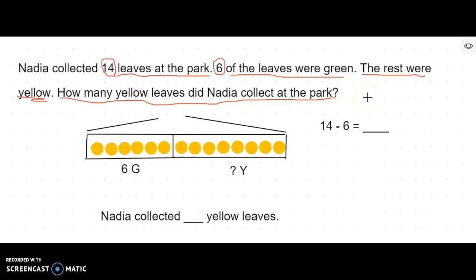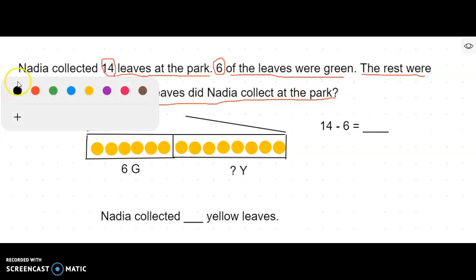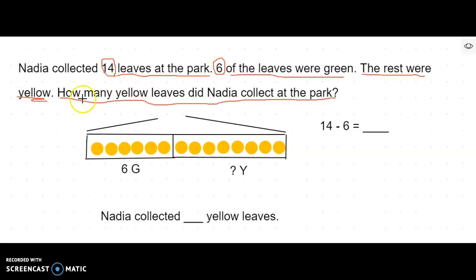Oh my goodness, I got to be careful. So I know she collected 14 leaves, and I know 6 were green and the rest were yellow, and I want to know how many yellow leaves she collected. So I have my whole. I have 14 leaves. That's how many Nadia collected at the park. I have one of my parts, 6. That's how many green leaves there were. And then I have my missing part, which is how many yellow leaves there were. And that's what I want to know.